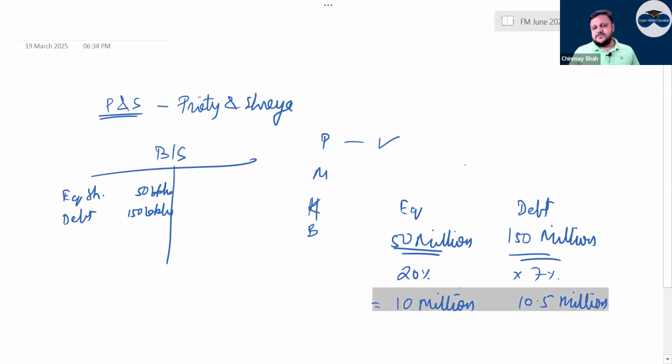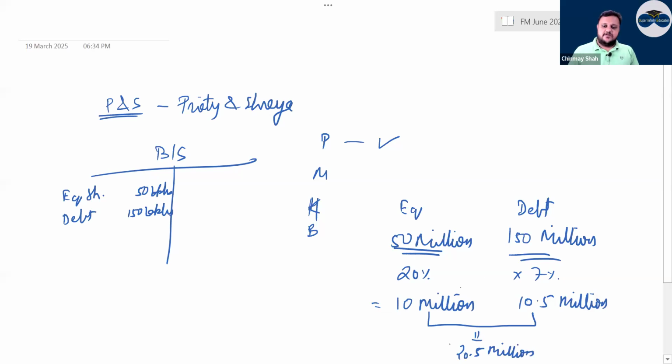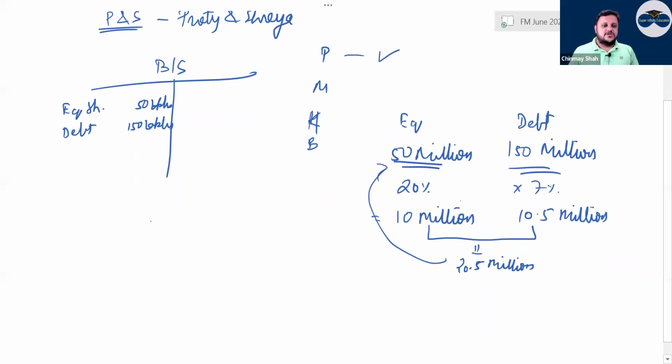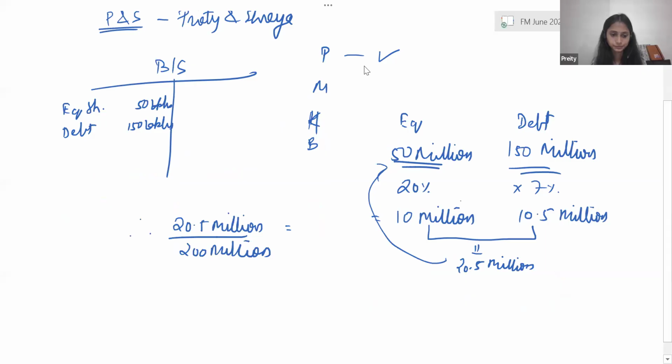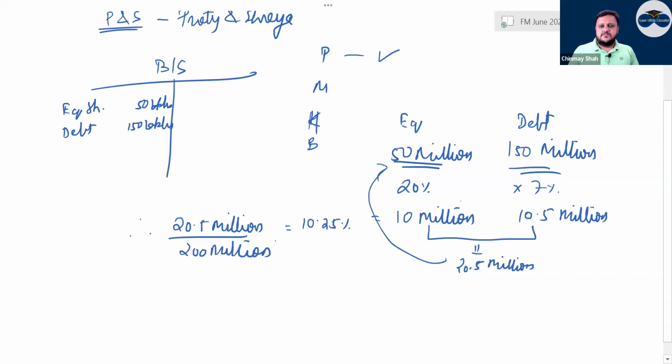Have a look. Are you okay with it? So 10 and 10.5, 20.5 million is the total expense that you have to bear for 200 million worth of capital, right? So if I ask you the average rate, it is 20.5 million divided by 200 million. How much is the average rate? 10.25%, something we found out. Correct? Is it okay?